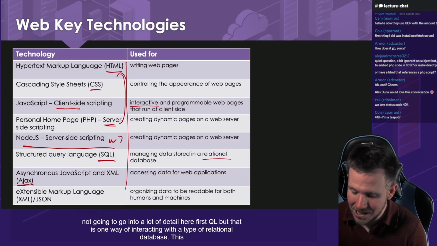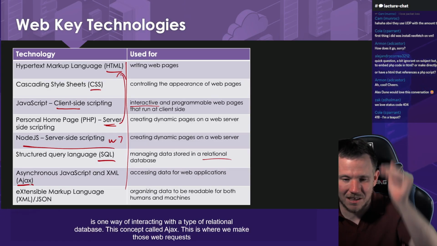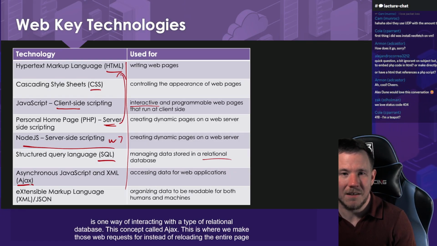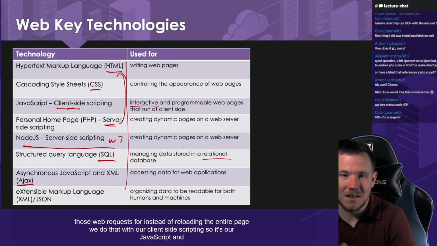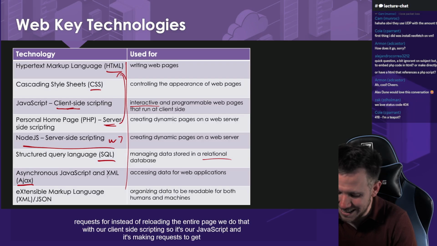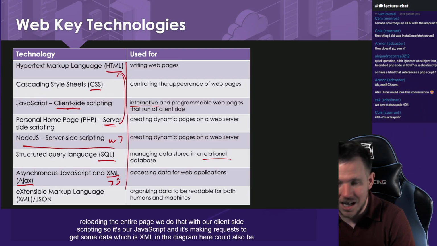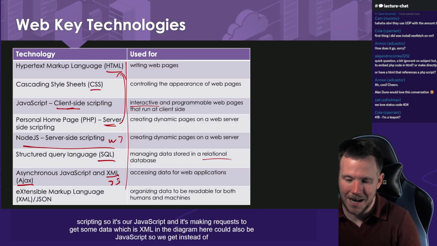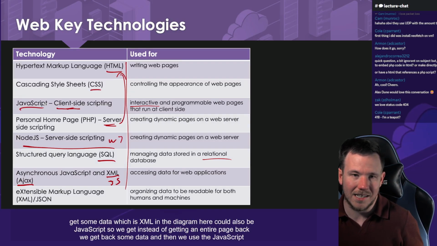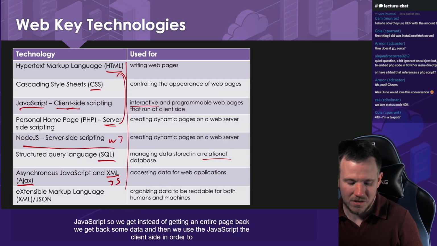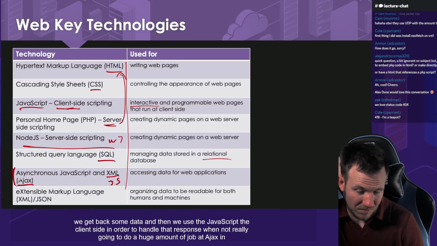This concept called Ajax is where we make those web requests, but instead of reloading the entire page, we do that with our client-side scripting. So it's our JavaScript, and it's making requests to get some data, which is XML in the diagram here, but could also be JSON. So instead of getting an entire page back, we get back some data, and then we use the client-side JavaScript in order to handle that response. We're not really going to do a huge amount of Ajax in this unit.